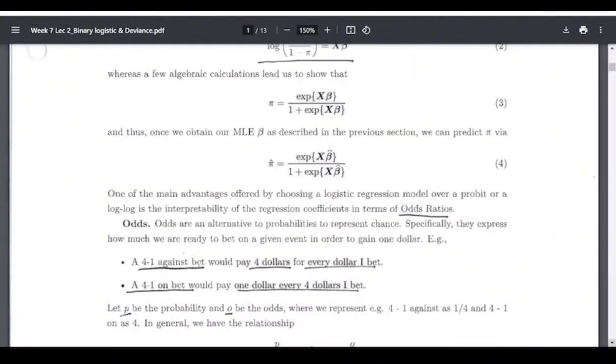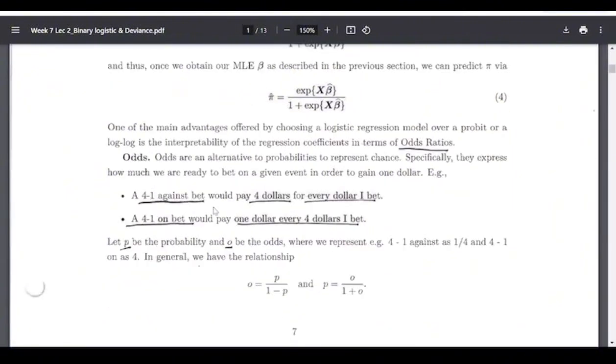We can also have a way to, if we have a log of odd ratio, if I take the exponentiation of the log of odd ratio, that will give me odd ratio, because it makes sense when we interpret in terms of odd ratio. And what do we mean by odd ratio? The odd ratio is just the ratio of the probability of success to the probability of failure. That's all we mean.